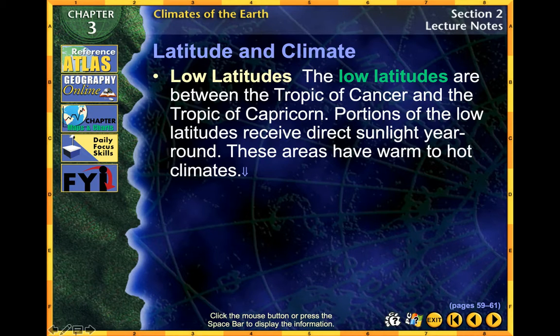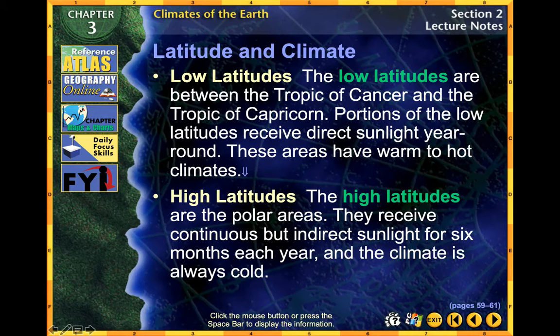So between the Tropic of Cancer and the Tropic of Capricorn is a zone known as the low latitudes. This zone includes the equator. Portions of the low latitudes receive the direct rays of the sun year-round. Places located in the low latitudes have warm to hot climates, and because of the latitudes that form its boundaries, this zone is called the tropics.